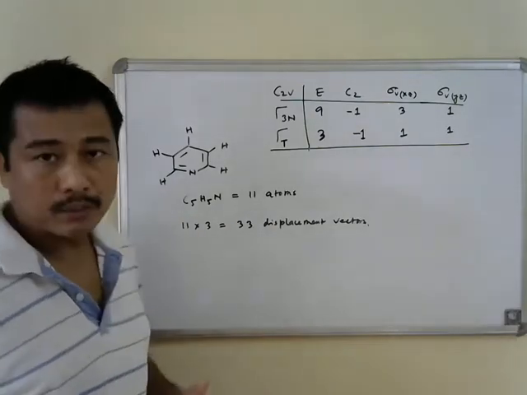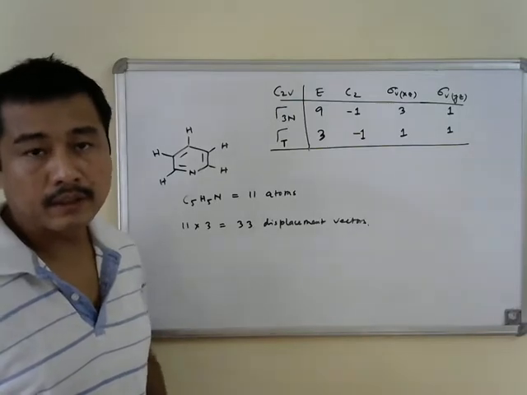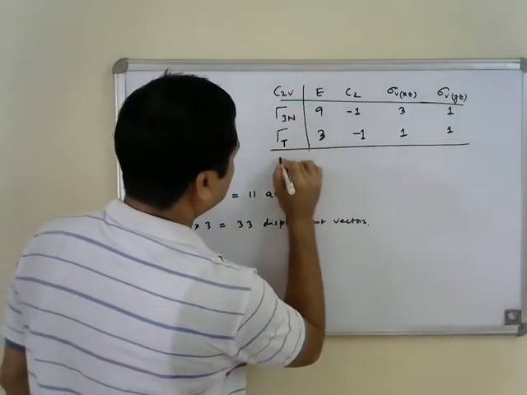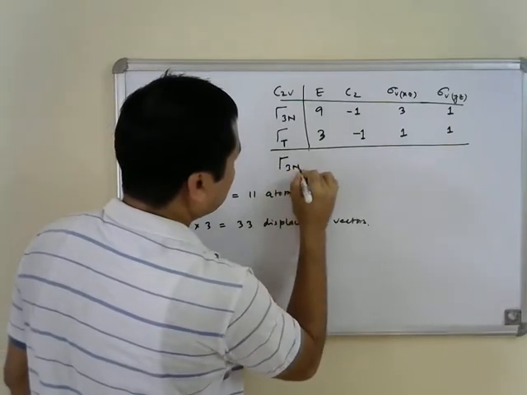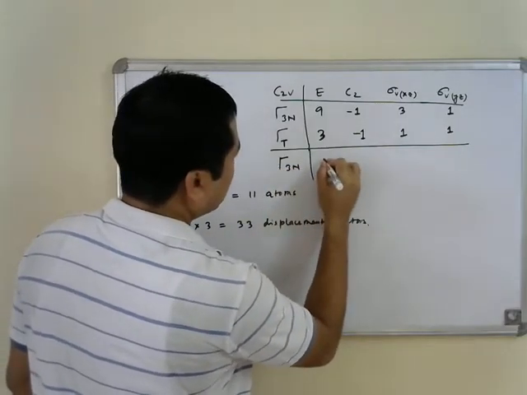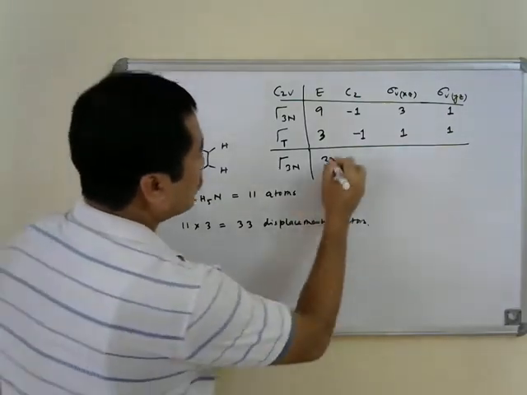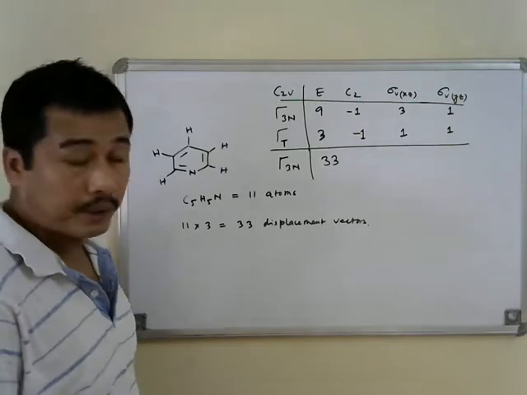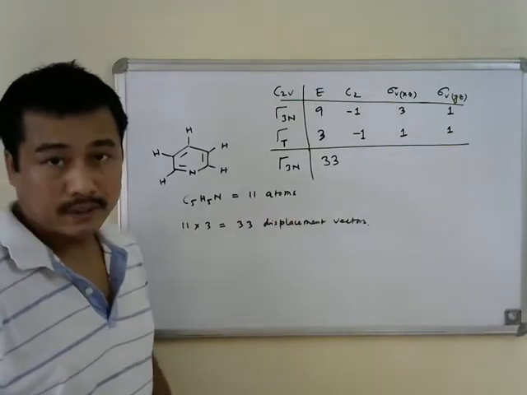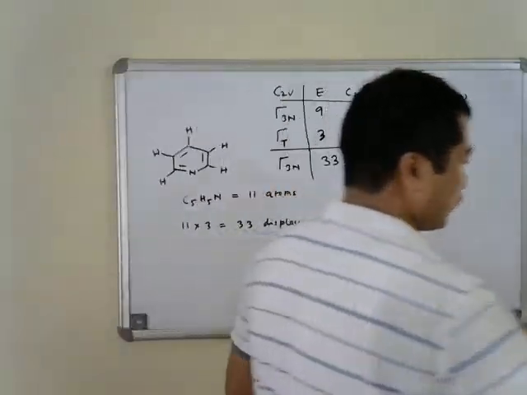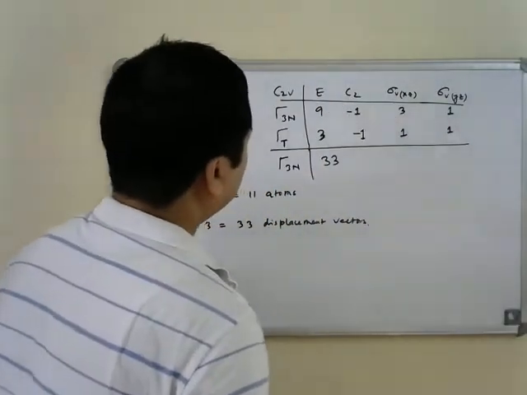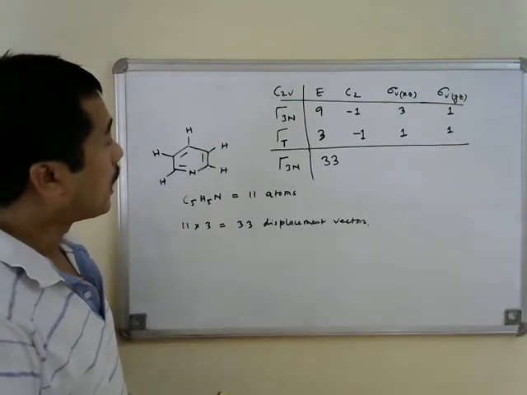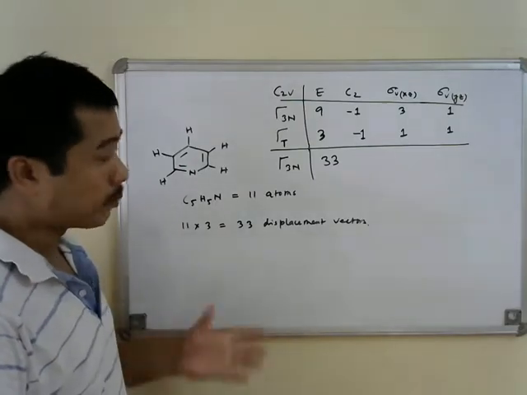So the character of this matrix, we can easily imagine, is going to be equal to 33. So gamma 3N for pyridine, the character of the identity operation, or the matrix representing the identity operation, is going to be equal to 33. Now we can find out the characters of the matrix representation for the other symmetry operations in the C2v point group as well.